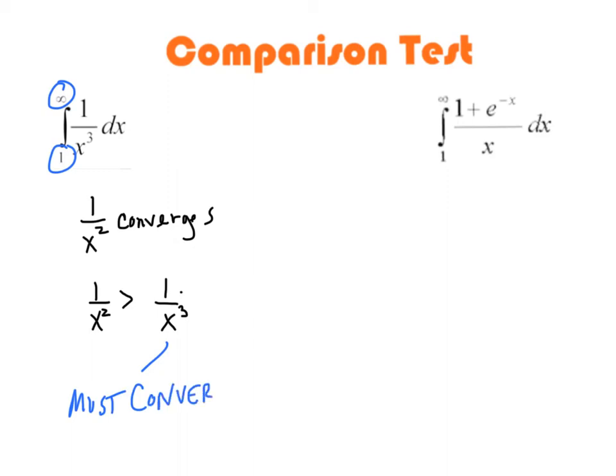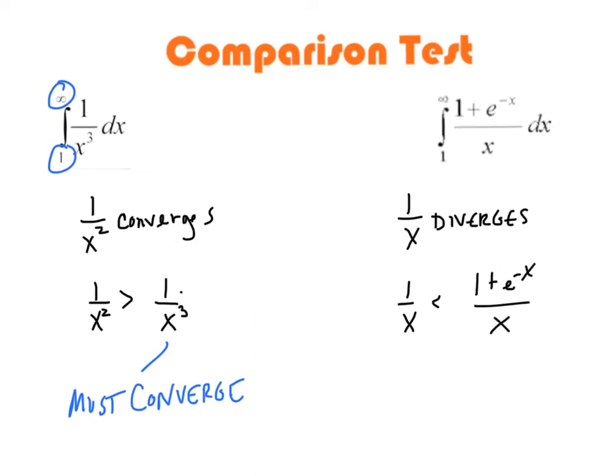And now I've thrown a little bit harder one in here: 1 plus e to the negative x over x. And 1 over x, remember, diverges. And 1 over x is smaller than this other function I've just given you. Now you say, well, how do you know it's smaller? Well, because I've added something in the numerator. If you start making the numerator bigger, which I have here, I've added a function to it, then I must be making the fraction bigger. So if 1 over x diverges and this is even bigger, then it must diverge.